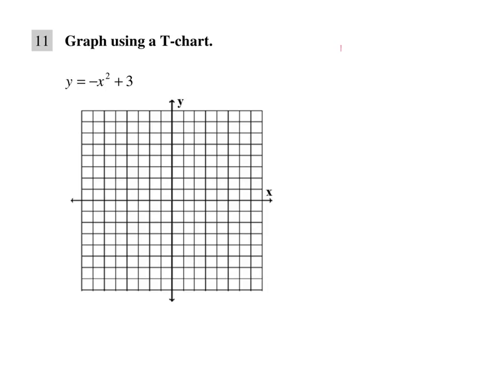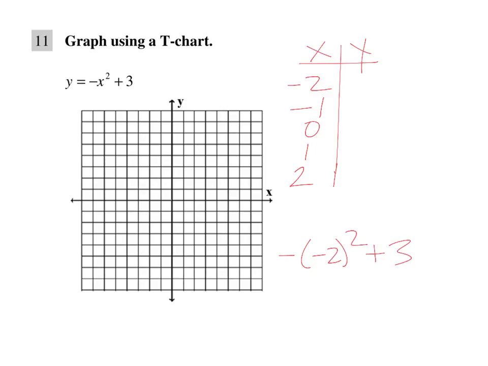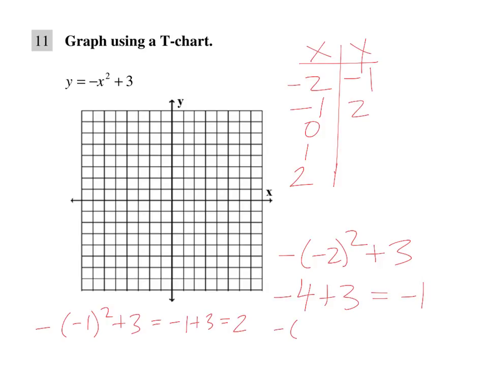Graph using a t-chart once again. All right, x and y. I'm going to choose these values because they're usually the easiest. All right, so I'm going to plug in negative 2. Be careful here. I have negative 2 squared plus 3. Negative 2 squared is 4. Don't forget the negative on the outside. So I get negative 1. Then I plug in negative 1. And I get negative 1 plus 3, which is 2. Plug in 0. And I get 3.